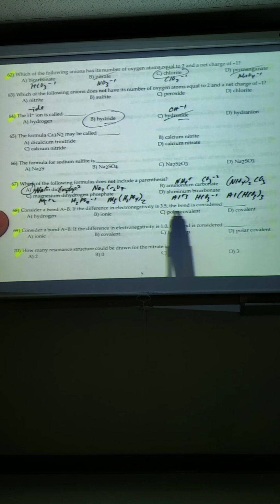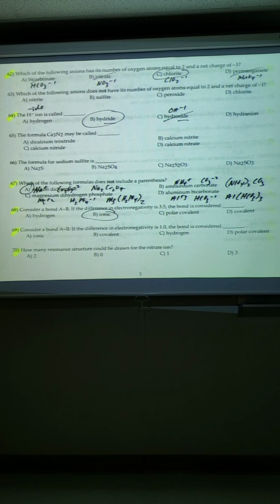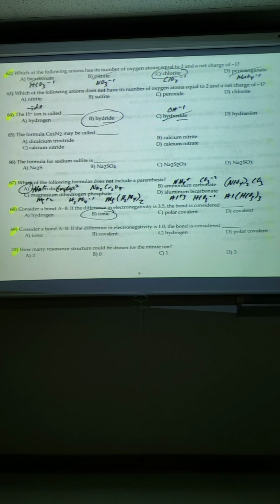68 says, which one has 3.5? We said 2 or larger is ionic, and 3.5 is definitely larger. You're going to need somebody from the very far left, which is the metals, and the very far right, which is the non-metals, for that kind of subtraction to happen.